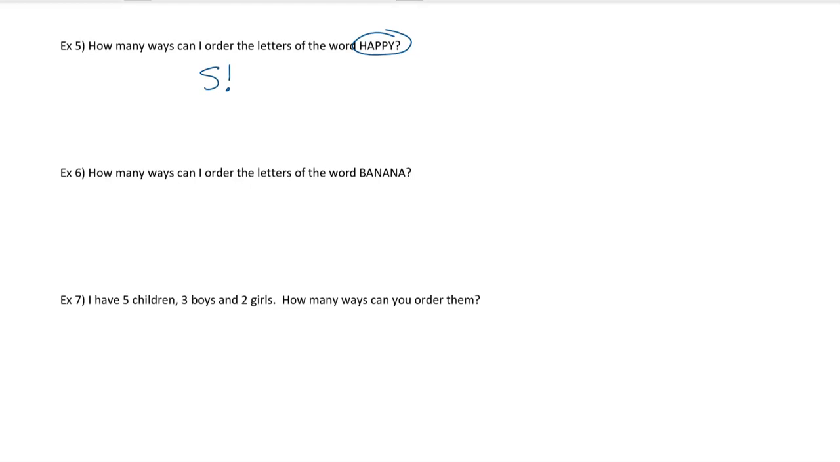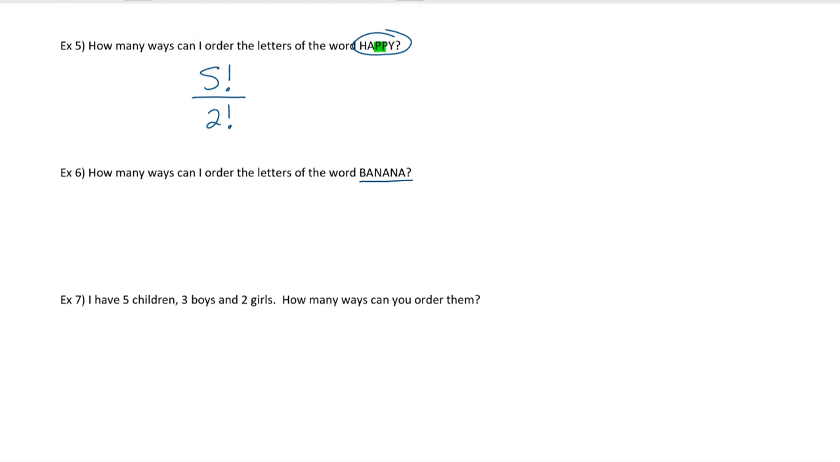However, you may notice in the word happy that there are 2 p's. Well, we will not notice if we switch the p's. So in order to take that into account, we need to divide by how many times a letter is repeated. The p is repeated twice. So we're going to do 5 factorial divided by 2 factorial.